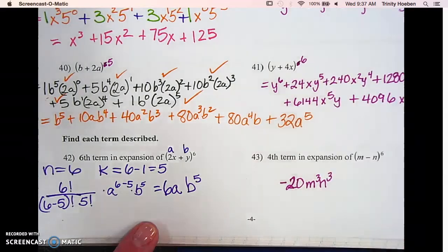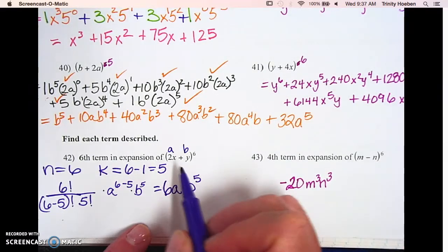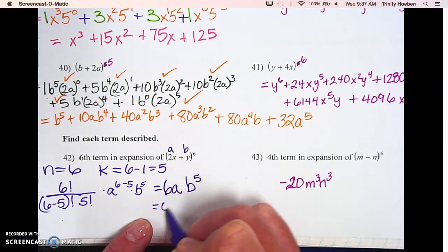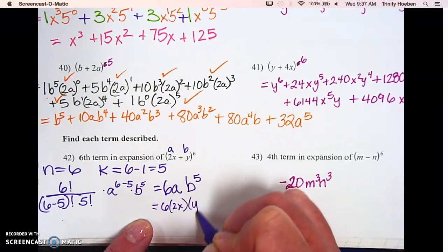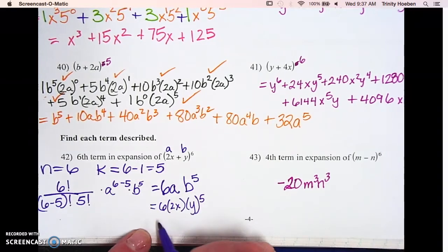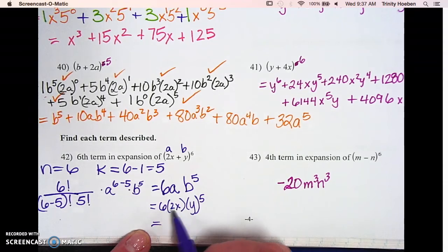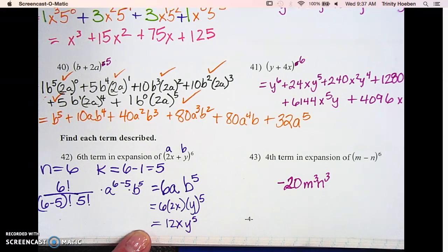And now I can substitute in for a and for b. So a is 2x, so this is 6 times 2x. B is y, so y to the 5th. And then just simplify. 6 times 2x is 12x. Y to the 5th is just y to the 5th. And the answer for number 43 is negative 20m to the third, n to the third. If you have a question on it, let me know.